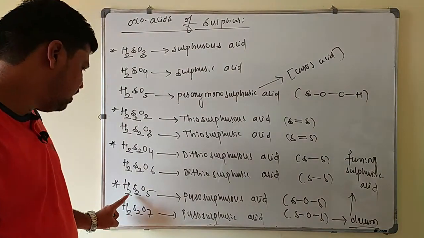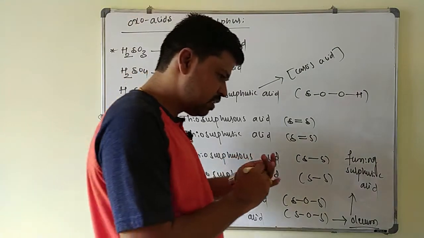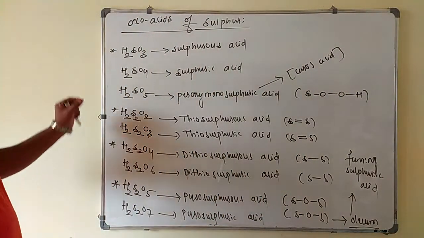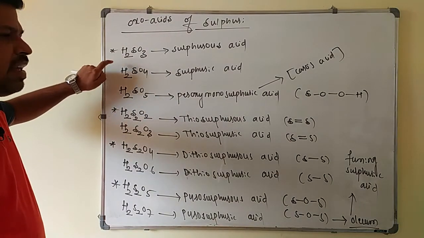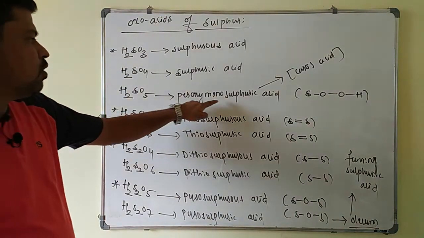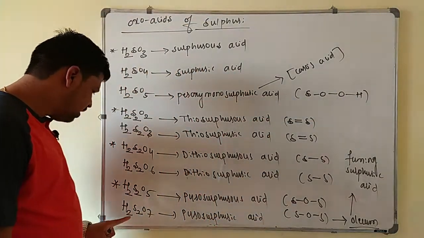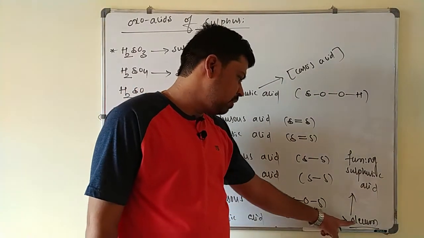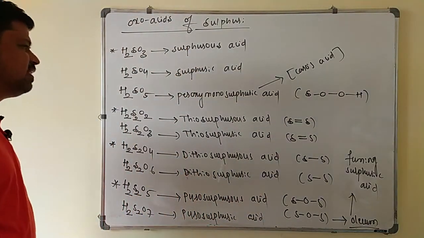Another is peroxydisulfuric acid. So you have to concentrate on each and every acid. With star is ous acid, without star is ic acid. And this is peroxymonosulfuric acid, which has an SOOH bond. And here H2S2O7 is pyrosulfuric acid having an SOS bond, also called oleum, or fuming sulfuric acid.